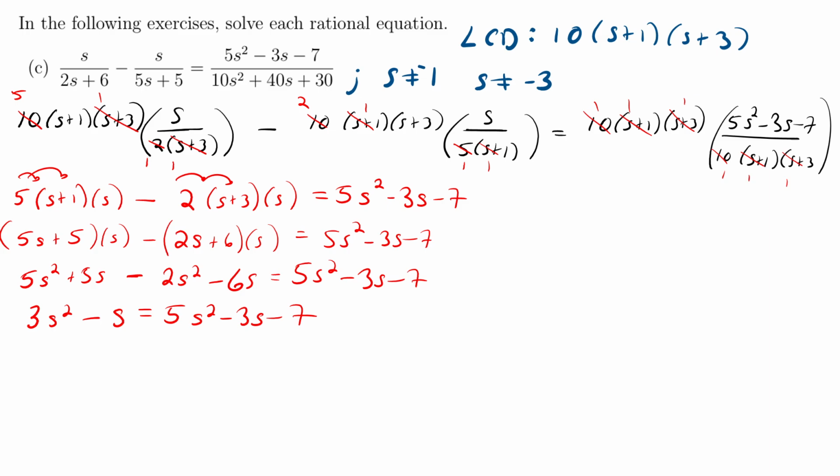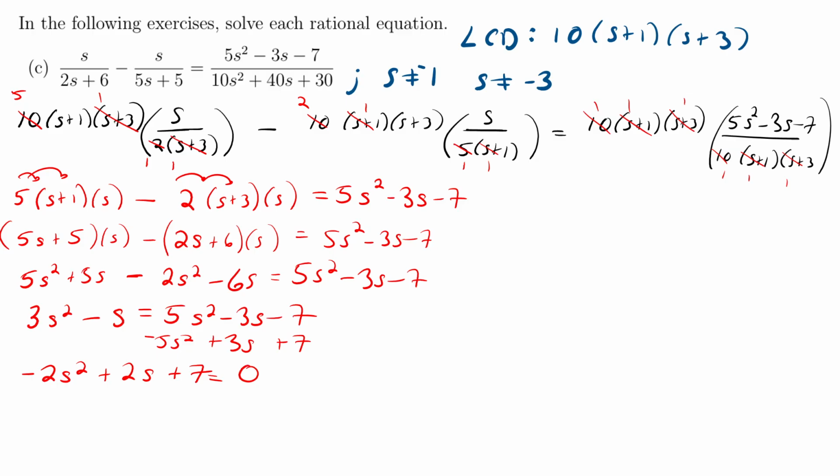3s squared minus 5s squared. We're going to subtract this 3s. We're going to subtract this 7. So we're going to add there. Right? So I've got 3s squared minus 5s squared, minus 2s squared, negative s plus 3s, so plus 2s, and then plus 7 is equal to 0.